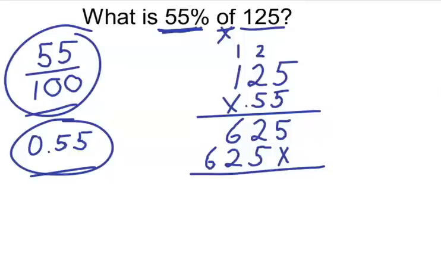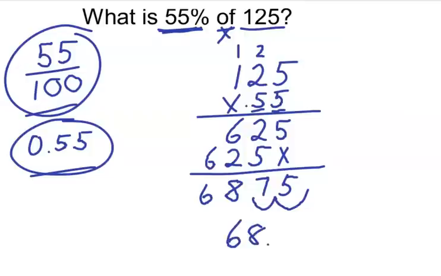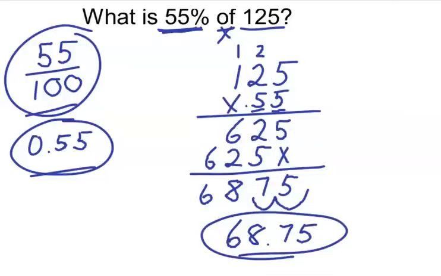All right, 5 plus nothing is 5. 5 plus 2 is 7. 6 plus 2 is 8. And we have a 6 there. How many places do we need to move the decimal? 2 places over, 1, 2. So the answer is 68.75. So 55% of 125 is 68.75. Okay, 68.75 is 55% of 125.